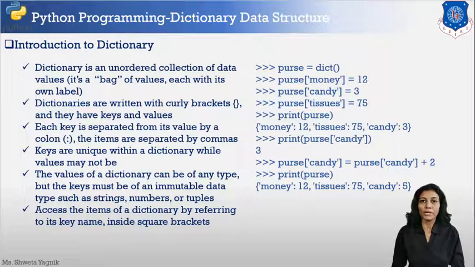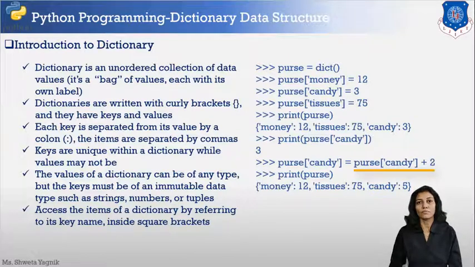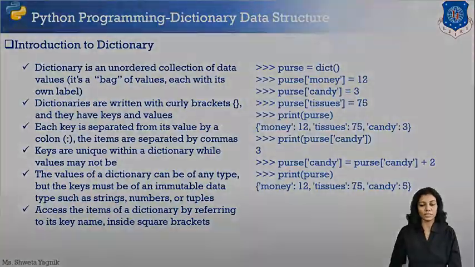In order to manipulate any item of a dictionary, I can use the plus sign. So that is the example given over here, purse, and within the purse dictionary, if I want to manipulate or increase the value of candy, I can extract that item using square brackets and plus 2. So that is how we can update an item of a dictionary.